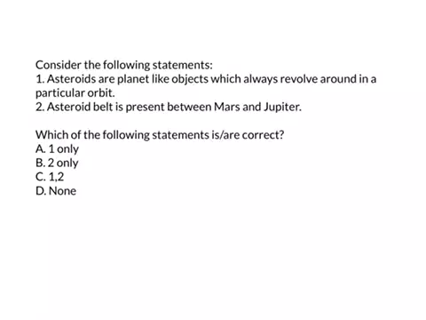Before starting our today's session, let us see the answers for the questions from the previous video. The first question is, consider the following statements. Asteroids are planet-like objects which always revolve around in a particular orbit. This statement is wrong because sometimes they orbit outside their path and reach other planets. The second statement is, asteroid belt is present between Mars and Jupiter. This statement is correct. So the answer here is only 2.